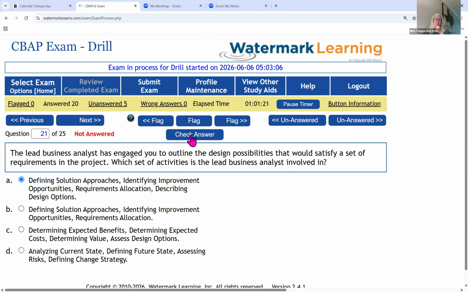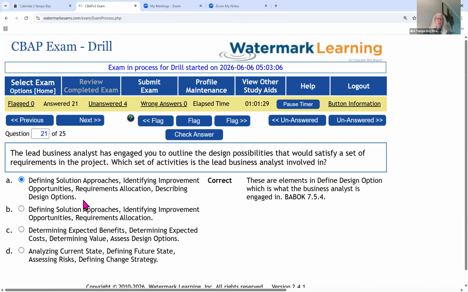Okay, so let's test A. These are the elements in define design options, which is what the business analyst is engaged in. In define design options, the elements are defining solution approaches, identifying improvement opportunities, requirements allocation, and describing the design options.